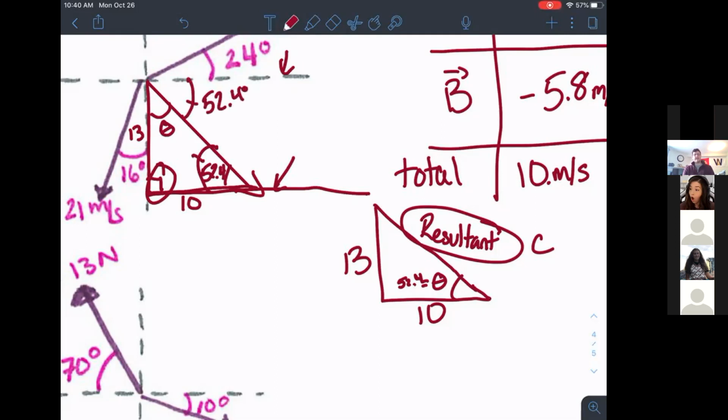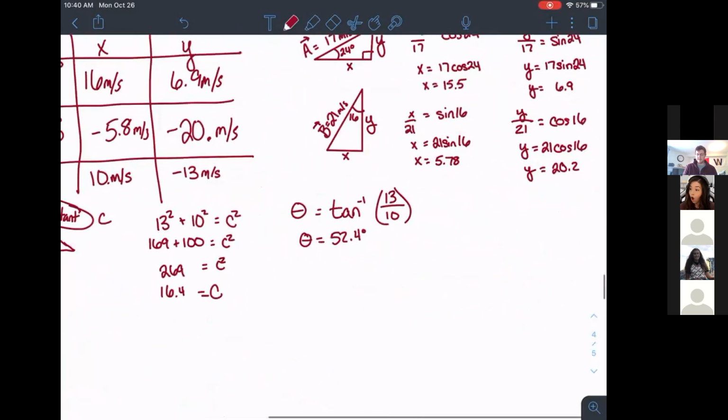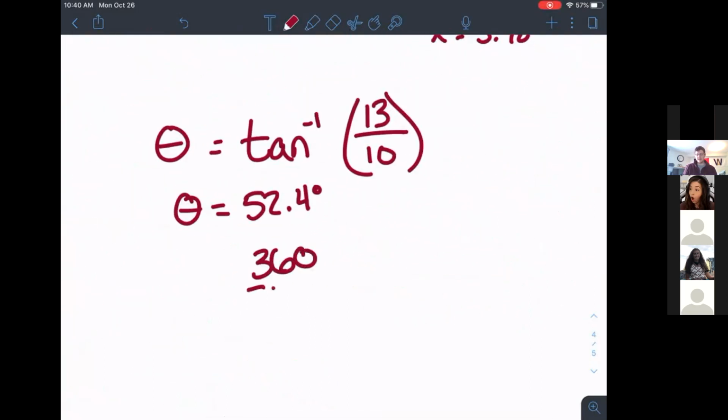So we subtract it from 180. If we're trying to start at 0 and find the angle that goes from here all the way to here, we'd have to subtract it from 360 to get to this angle. So our resultant angle is going to be that 360 minus 52.4, which gives me what? 307.6.